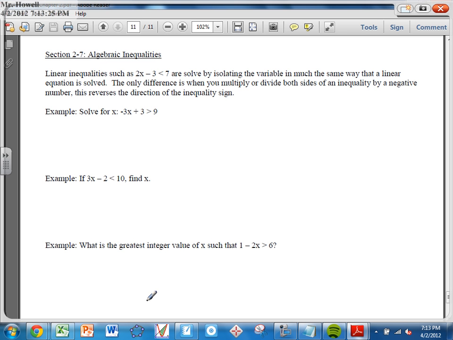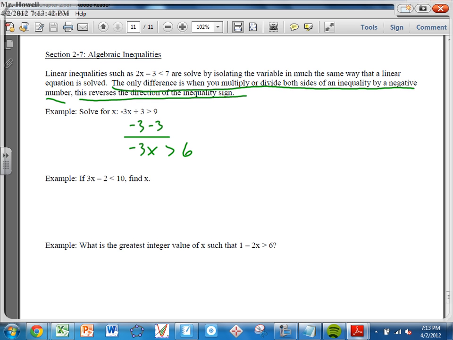So subtract 3 and subtract 3. We get negative 3x is greater than 6. Now, the only trick, or the only difference here, is when you multiply or divide by a negative quantity, you have to reverse the direction of the inequality. So here now I want to solve. So I'm dividing by negative 3, divide by negative 3. I need to reverse this. So I have x, and this is going to be negative 2. So x is less than negative 2.